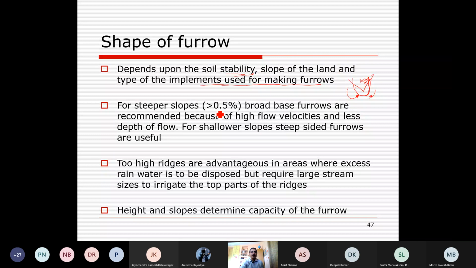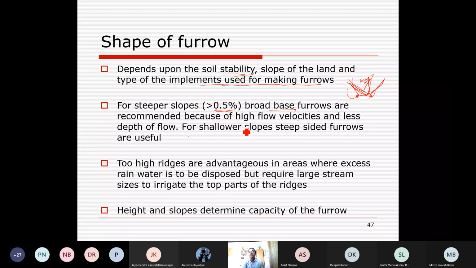For steeper slope greater than 0.5%, broad base furrows are recommended. Broad base means it is having a wider base furrow because of high velocity and less depth of water.